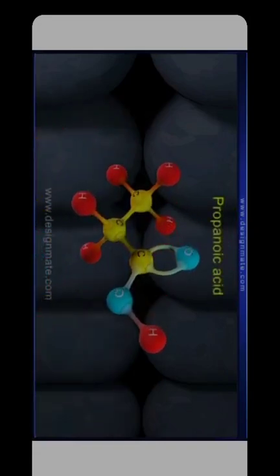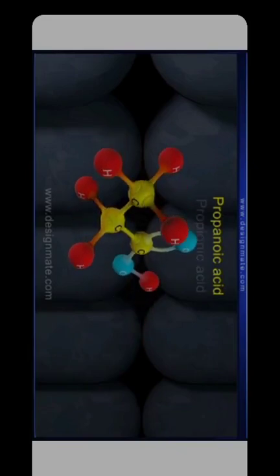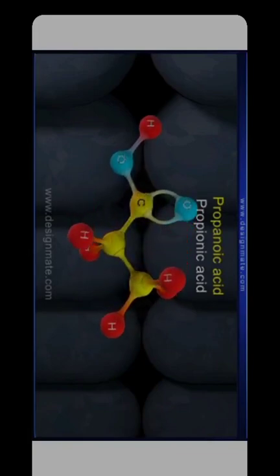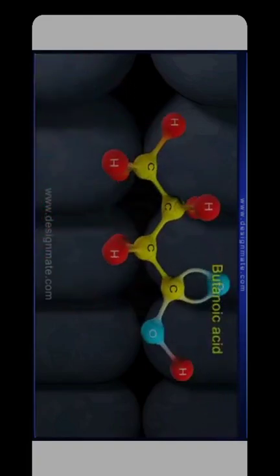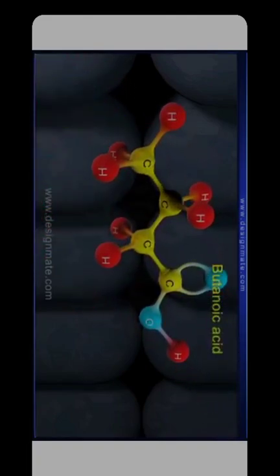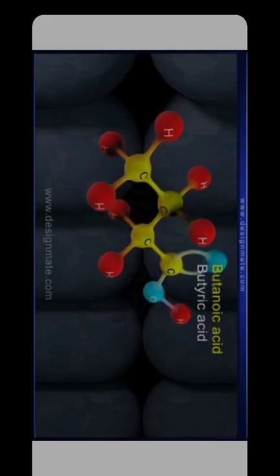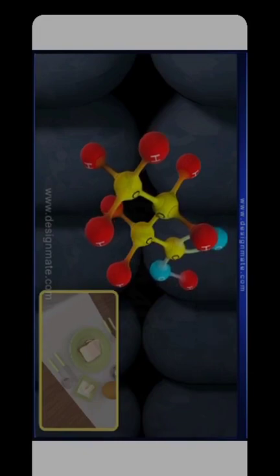The next member is propanoic acid, commonly called propionic acid. Its name is derived from the hydrocarbon propane. Butanoic acid is the fourth member, and its common name is butyric acid, as it is found in butter.